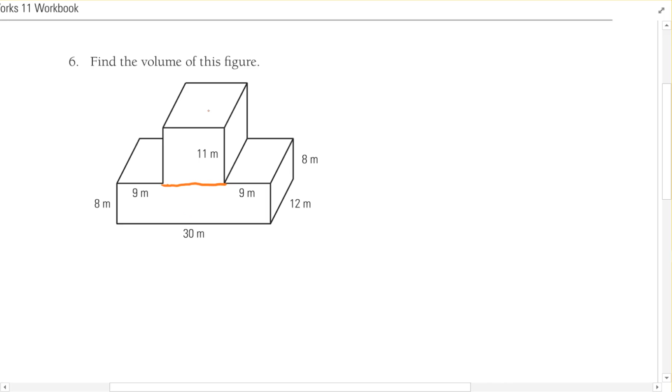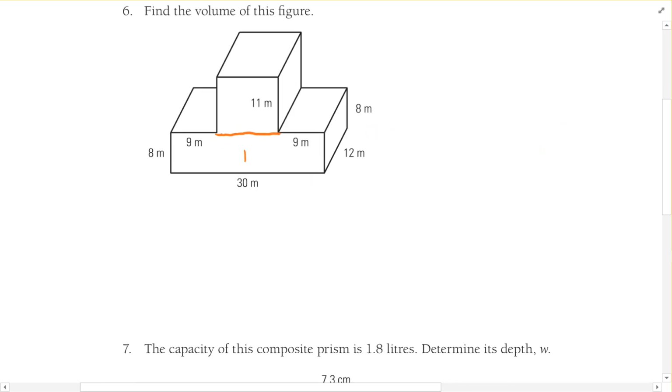Let's find the volume of the bottom one first because I think it'll be a little bit easier. I'll make that one orange, so this will be prism 1 that we're going to find. We just need to make sure we know where our sides are. So remember, volume 1 is equal to length times width times height.